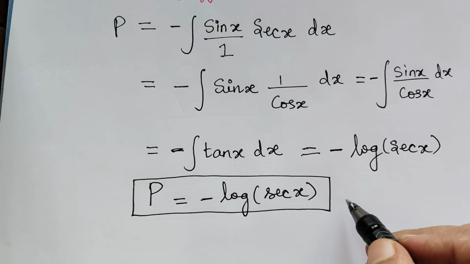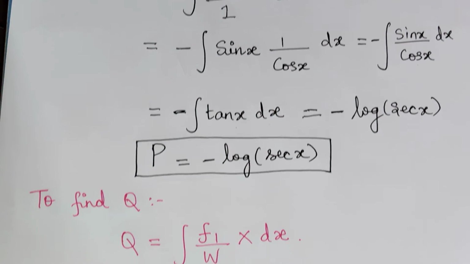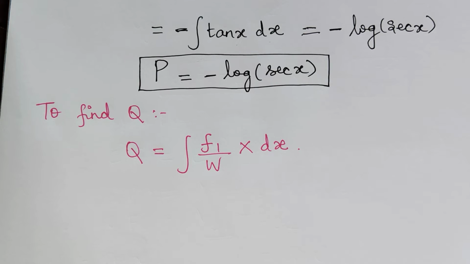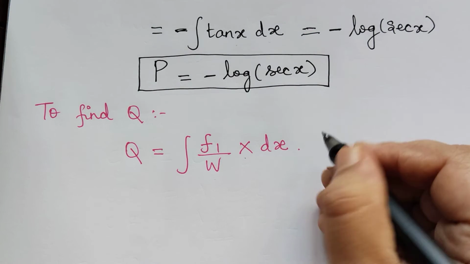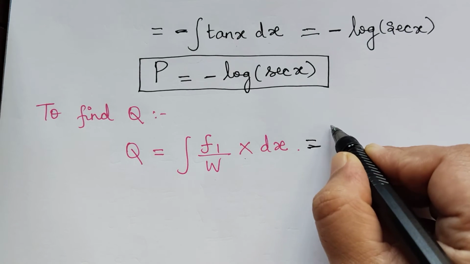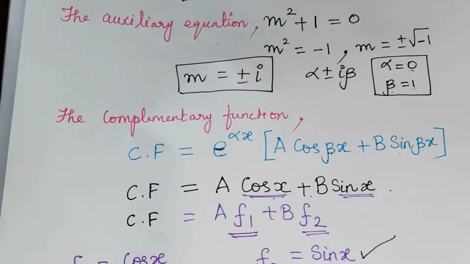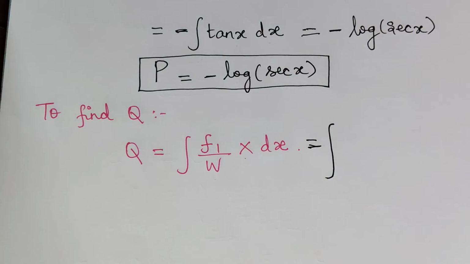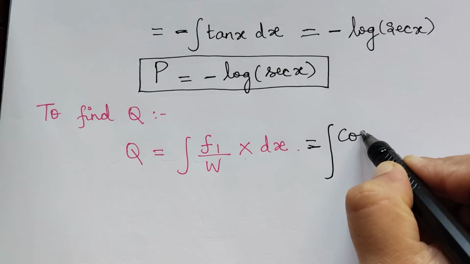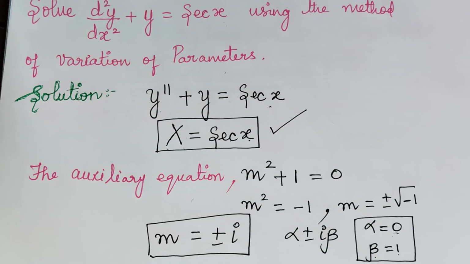Now next we shall find the value of Q. The value of Q is given by Q is equal to integral f1 divided by W capital X dx. So when we substitute each of the values over here, integral, what is f1? So from our problem, f1 is equal to cos x. So we shall substitute that. So cos x, W is equal to 1. And what is capital X? Capital X is equal to secant x.